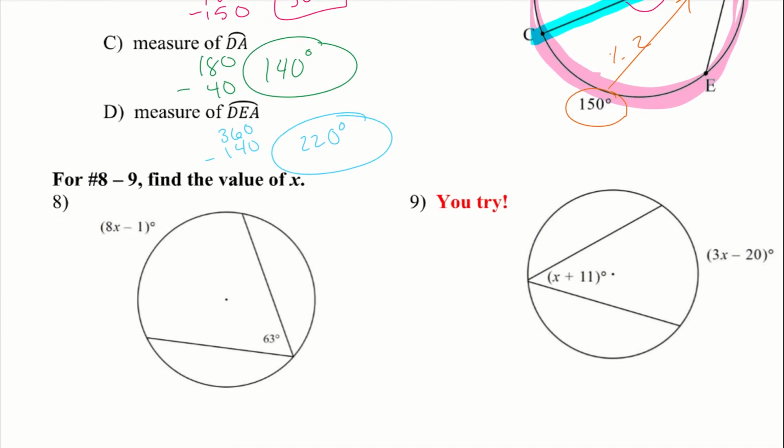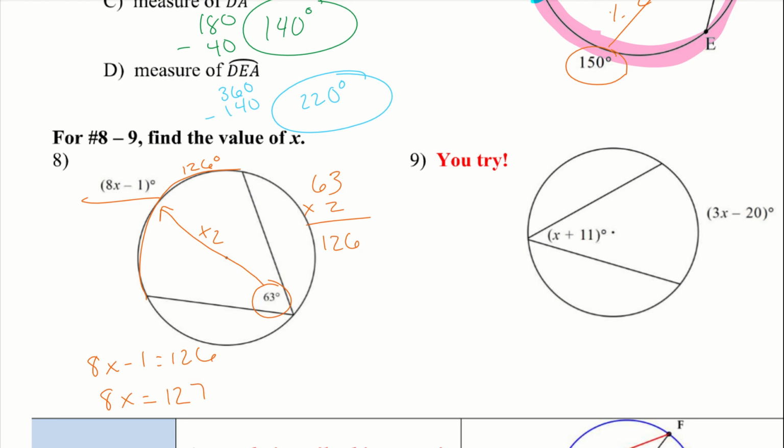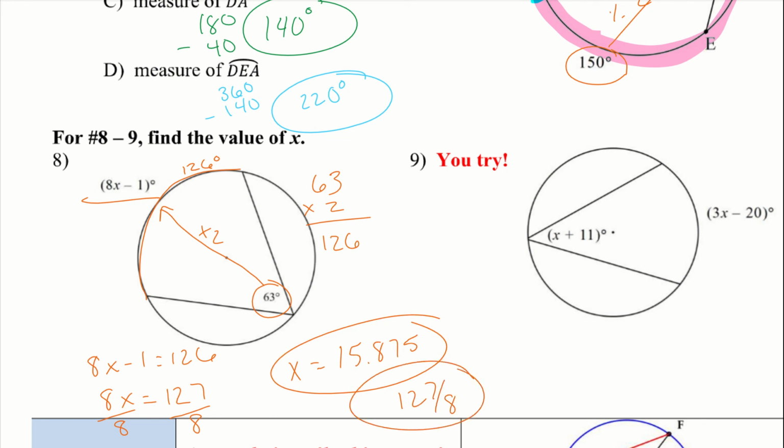All right, let's go ahead and check out a couple more down here. So example 8 and 9, I want to find the value of x. So once again, we're still practicing. We have an inscribed angle, and to get to the arc, we need to multiply by 2. So 63 times 2, I'm going to get 126. So that means this arc here equals 126 degrees. So we have 8x minus 1 equals 126. So now I have 8x equals 127. And then if we go ahead and divide by 8, I will have x equals 15.875. If you decide to leave that as 127 over 8, that is a very acceptable answer as well.